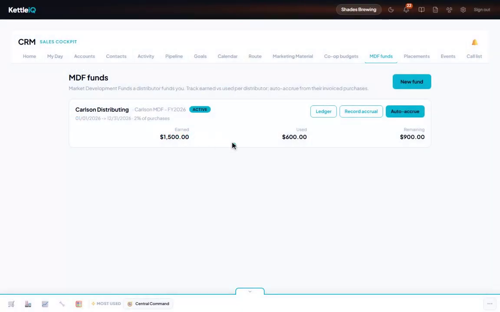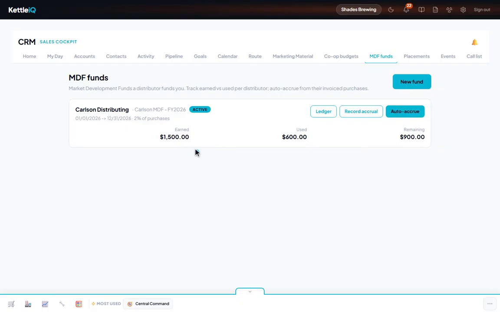MDF Funds tracks market development money a distributor funds you, separate from the per-account co-op budgets. It shows the total earned, how much has been used so far, and what's still remaining for each distributor. The fund auto-accrues from that distributor's invoiced purchases, say 2% of what they buy, so the earned balance grows on its own as they order. You can also record an accrual manually when you need to.